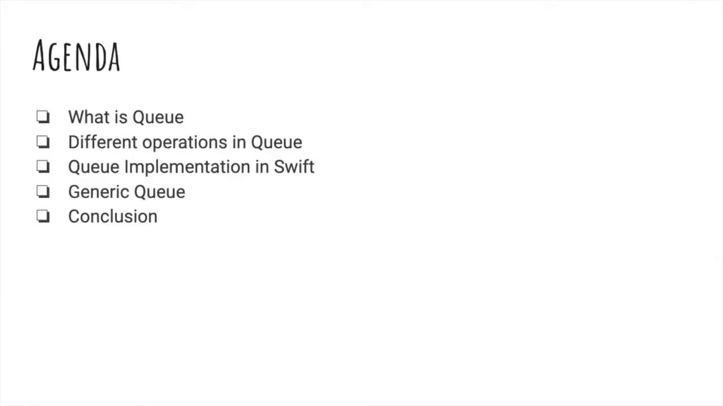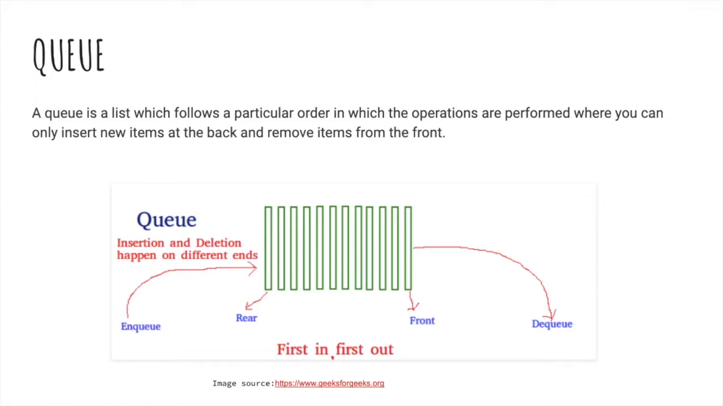Last episode we discussed stack implementation in Swift. Today we'll be discussing what a queue is and the different operations in a queue. We'll do the queue implementation in Swift and we'll make that queue a generic one. So guys, what is a queue?